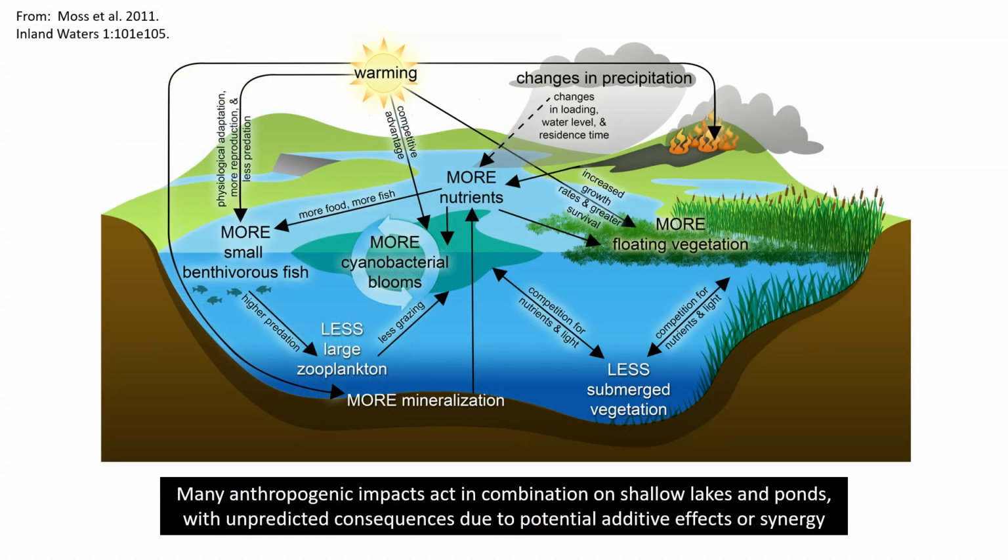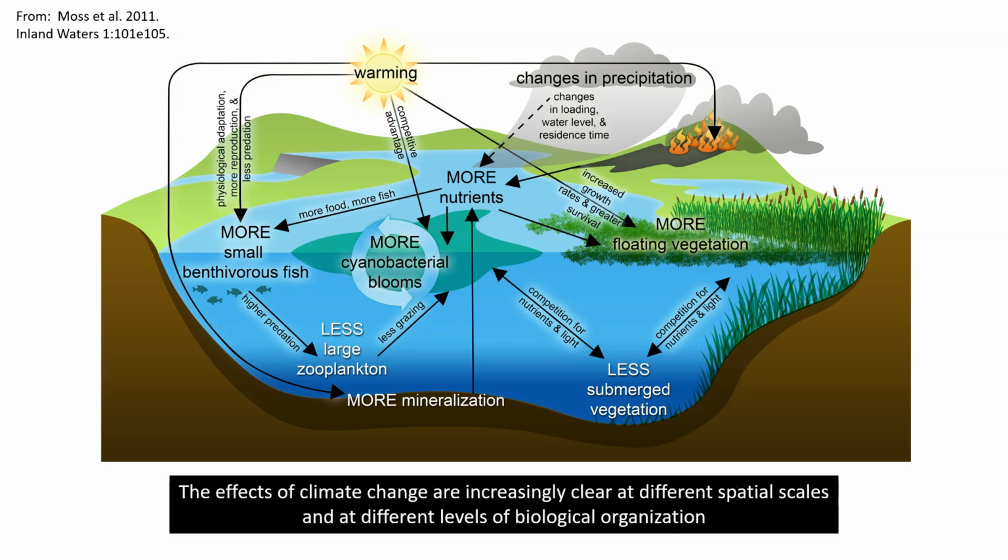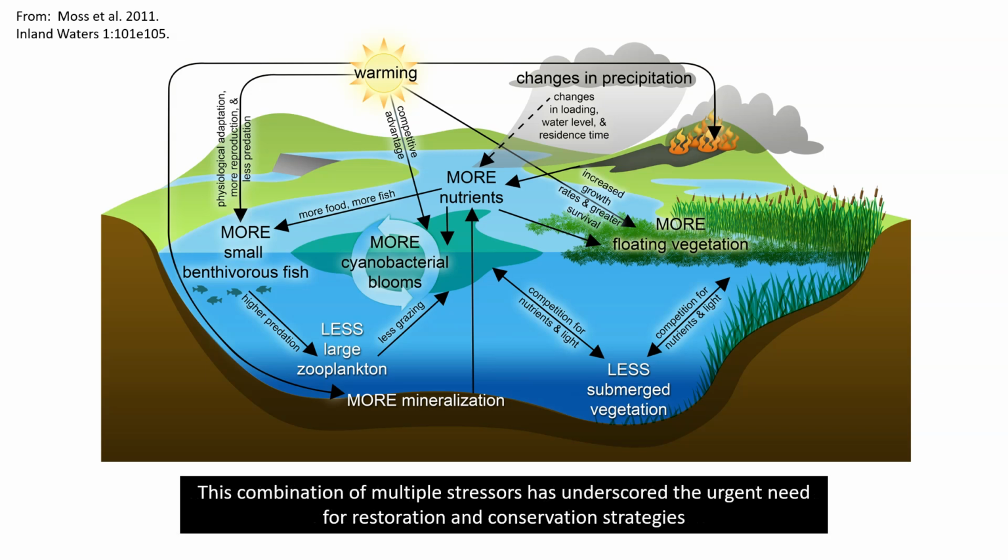Many anthropogenic impacts act in combination on shallow lakes and ponds, with unpredicted consequences due to potential additive effects or synergy. On a global scale, eutrophication remains the most pervasive impact, and these perturbations continue while new threats are emerging. The effects of climate change are increasingly clear at different spatial scales and at different levels of biological organization. This combination of multiple stresses has underscored the urgent need for restoration and conservation strategies.